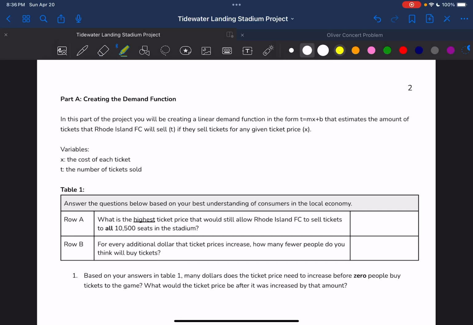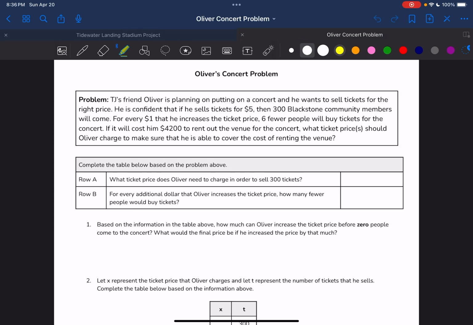All right, so I'm making this video to try and help you with the Tidewater Landing Stadium project, Part A. If you're having trouble completing this, watch this video and hopefully that'll help you. And as a reminder, we're using the Oliver concert problem whenever we're working on the Tidewater Landing Stadium project because the Oliver concert problem has the same structure, right? We're going to be using the same mathematical model to analyze the two different contexts.